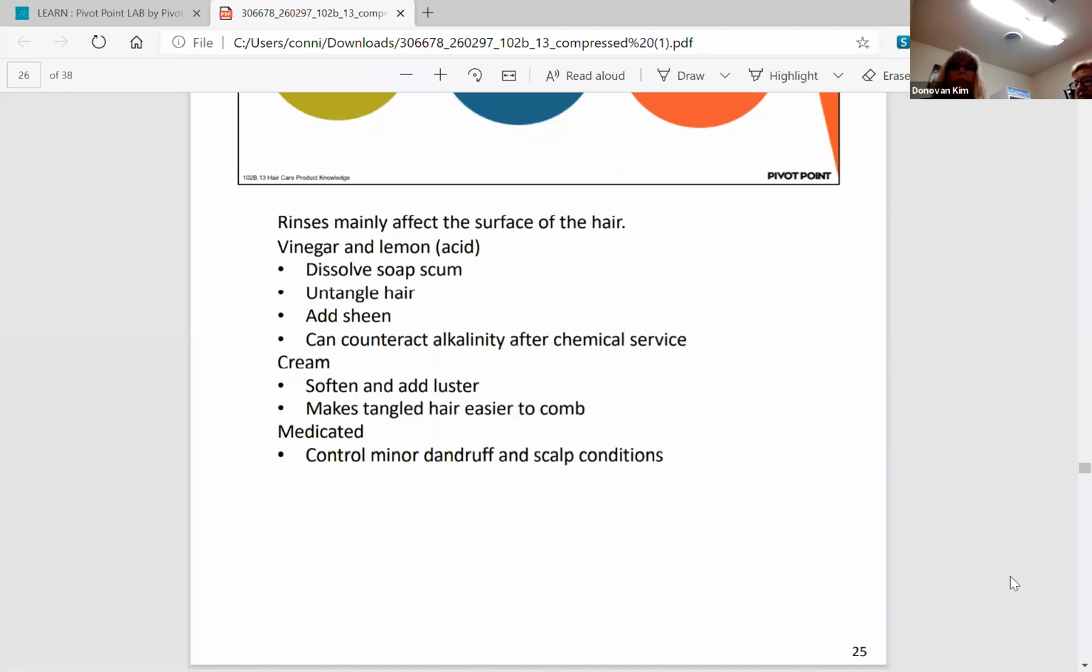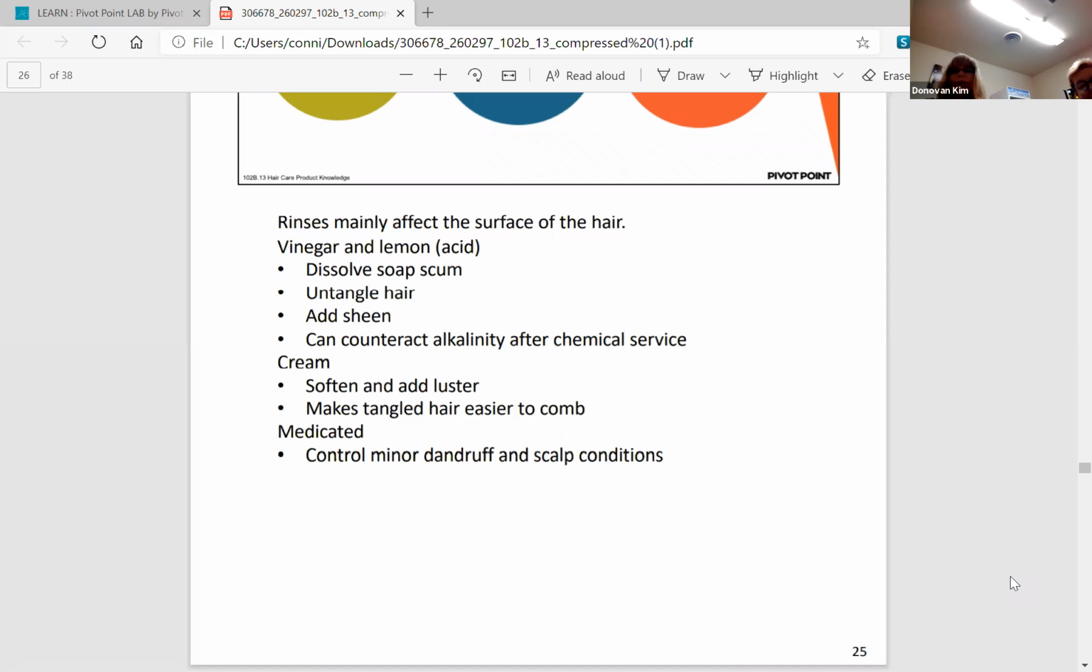Water for just a leave-in conditioner kind of. Oh, in your water bottle? Yeah, you can put a little bit in a water bottle, just spray on hair too if it tangles up really easily. So it's diluted. As far as in my shower using them, no. And then a medicated rinse will help control minor dandruff and scalp conditions.